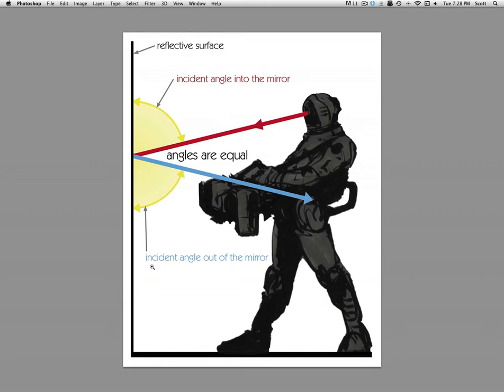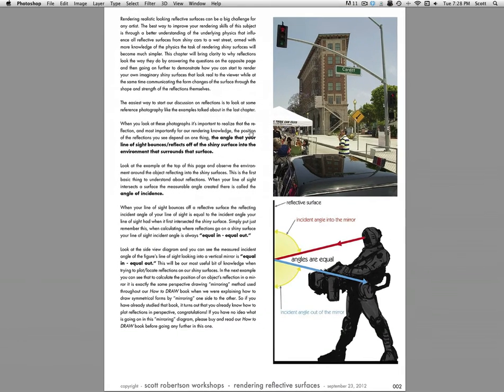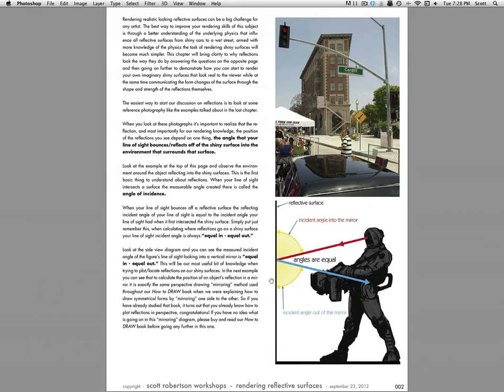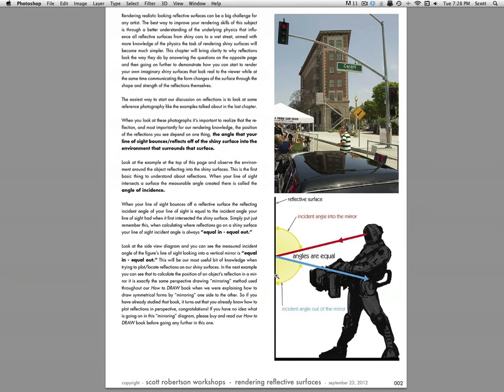That is the incident angle out of the mirror. And the most important thing to get out of this week's lesson is that those angles are equal. So incident angle into the mirror here, out of the mirror here. Most important thing, the angles are equal. All right, back to this one. So a quick way to remember that: equal in, equal out.